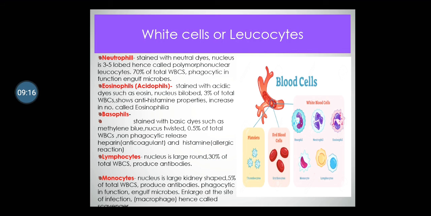And last one, monocytes. The nucleus is large and kidney shaped. Near about 5% of total WBC, and it produces antibodies. They are also phagocytic in function, means they engulf microbes and exhaust them out through phagocytosis. They enlarge at the site of infection and become large macrophage bodies. Hence they are called scavengers.